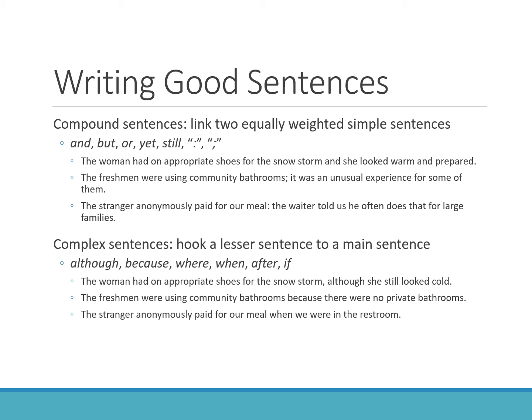A complex sentence has a primary sentence and a lesser sentence. So here the hook words are things like although, because, where, when, after, if. The woman had on appropriate shoes for the snowstorm, standalone sentence. She still looked cold is also a standalone sentence, but we've got them combined with the word although: the woman had on appropriate shoes for the snowstorm, although she looked cold. We've got a couple other examples of these complex sentences. Again, one is the primary sentence, and the other is the lesser sentence, but they're combined into one.